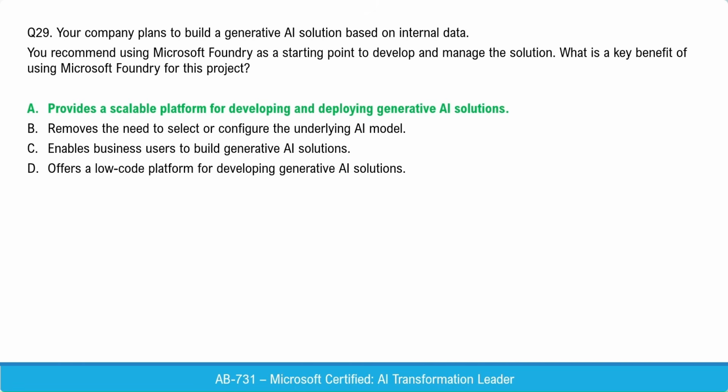If you look at the other options, option B says it removes the need to select and configure models. That is not correct because model selection is still an important part of the process. Option C says it enables business users to build solutions. See, Foundry is primarily aimed at developers and technical teams. And option D talks about low-code capabilities, which is not the main focus of Foundry. So the correct answer is option A, a scalable platform for Gen AI solutions.